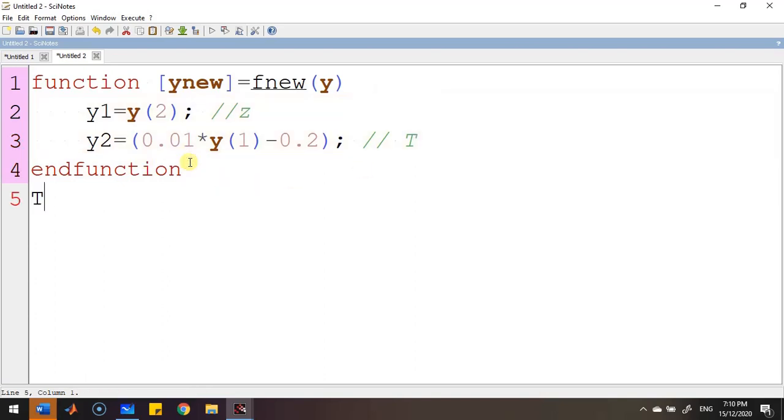My y1 is my t prime, okay, in the notes, and then my y2 is my z. Is this how I write, right? Yeah, my y2 is my z. Yeah, this is how I've defined.